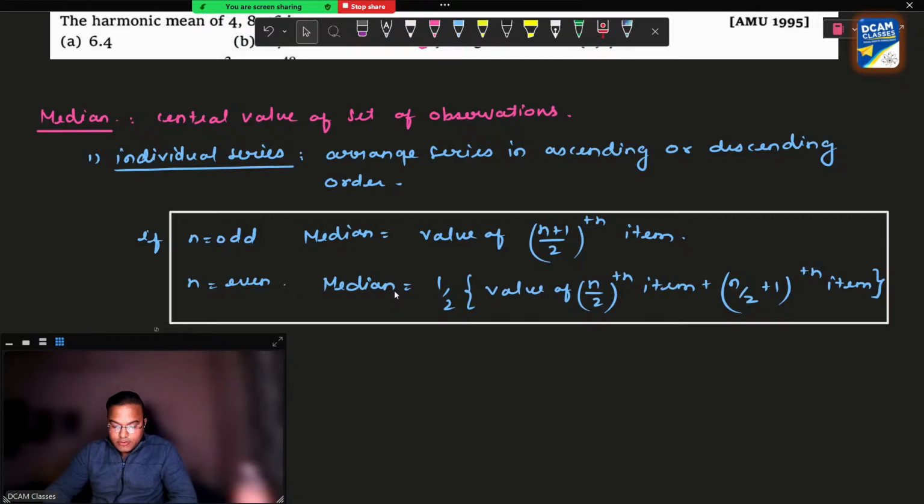We have a question or not for this? Sir, isn't this for ungrouped data? It's for ungrouped data only, no? But the grouped data I'll give you. I still have not told you about this, the grouped data.